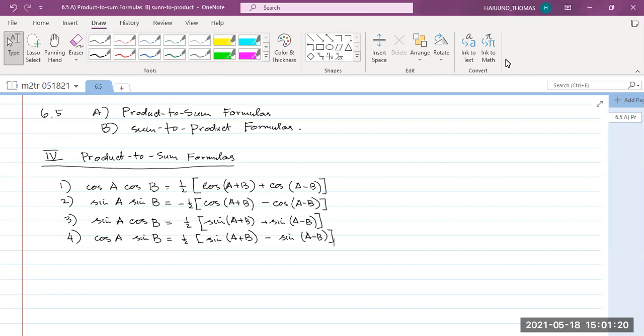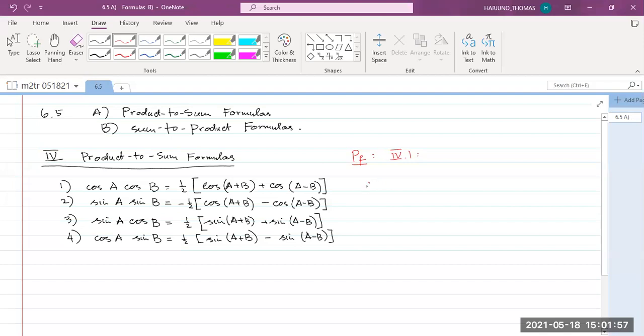Anyway, in this 6.5, we will see two groups. Group 4, product to sum, and group 5 later on, sum to product. The proof you can see in my lecture video, but the core or underlying formulas, the underlying ideas for the proof, actually come from the following. For example, the proof for 1.